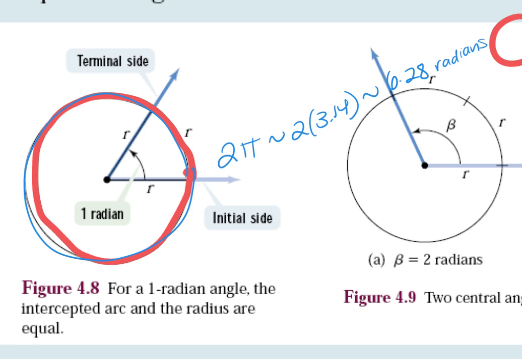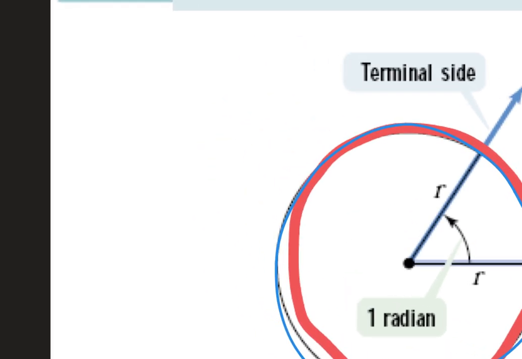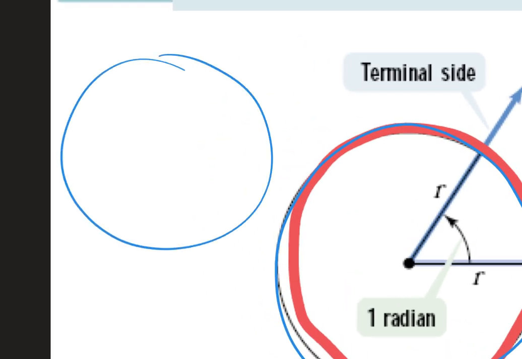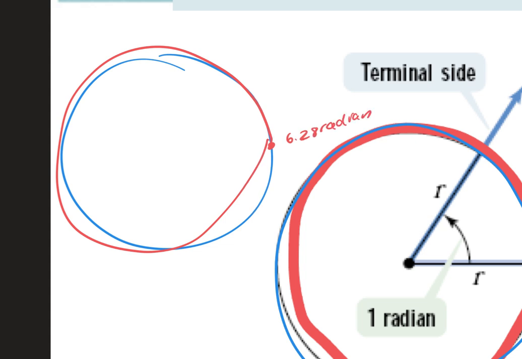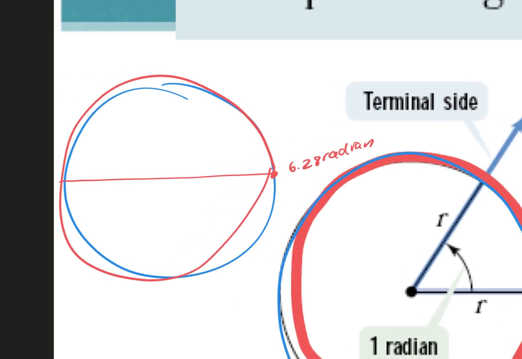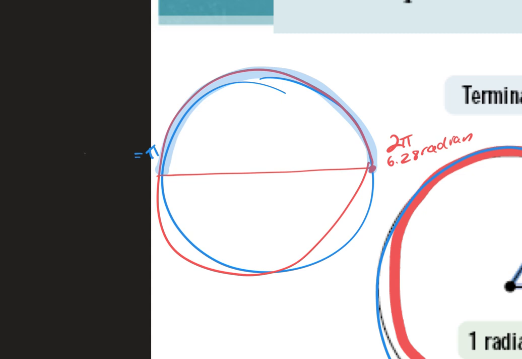So if I wanted to find something that was half the circle, I can take my circle, okay? And I know all the way around from start to finish is 6.28 radians, okay? Half the circle would be half of that, right? So from here to here, this was 2 pi. The blue would be pi, or 3.14 radians.